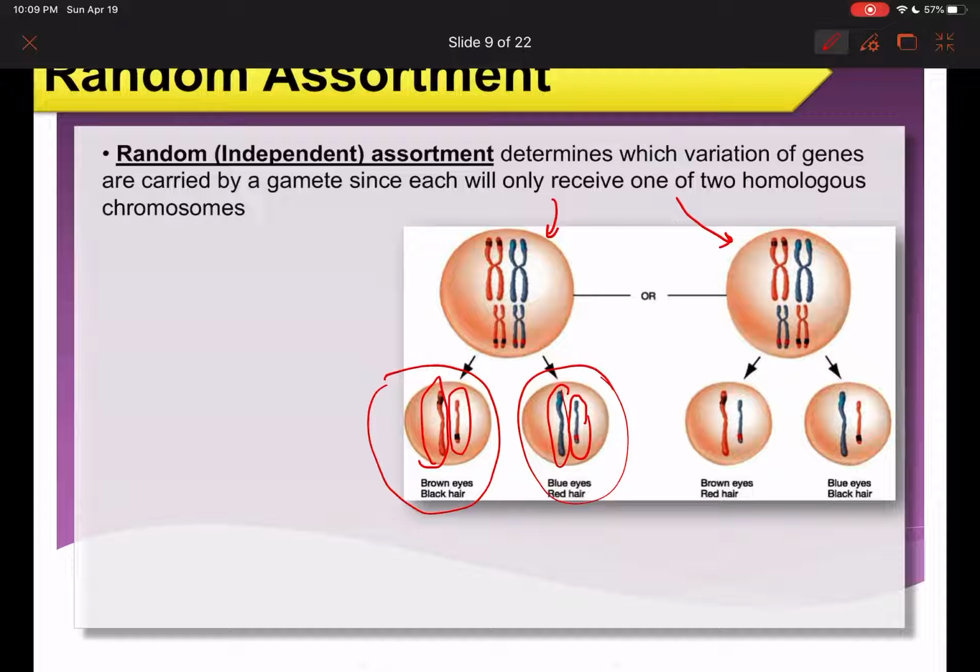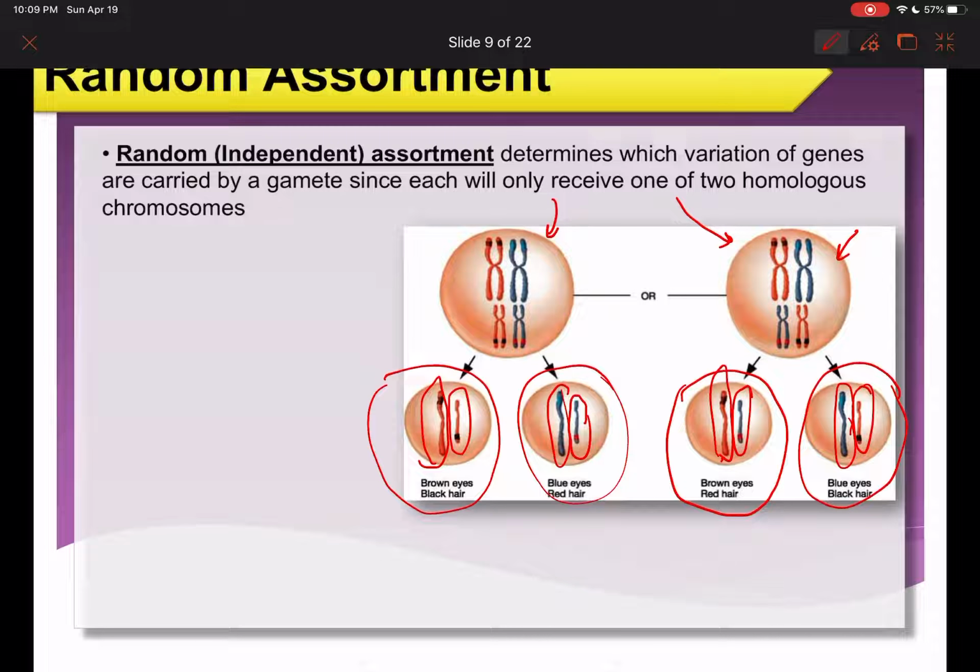But if it's aligned this way, you're going to mix up the genes a little bit, where now you have the brown eyes chromosome mixed with the red hair chromosome. And here you have the blue eye chromosome mixed with the black hair chromosome. So this individual is going to have a mixture of brown eyes and red hair, whereas this individual, if it becomes fertilized, will become a blue eye, black hair individual. So this is how independent assortment can mix up the genes a little bit from the paternal and maternal side, in addition to crossing over.